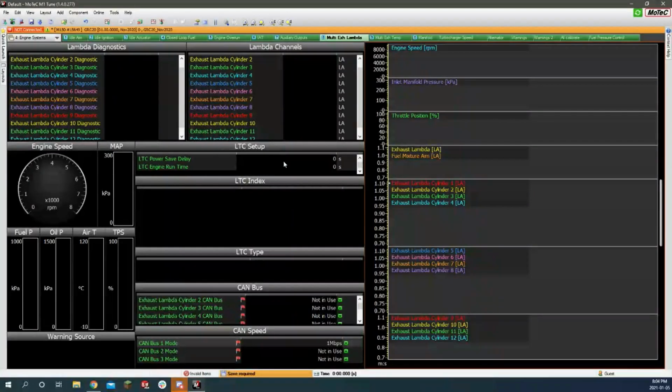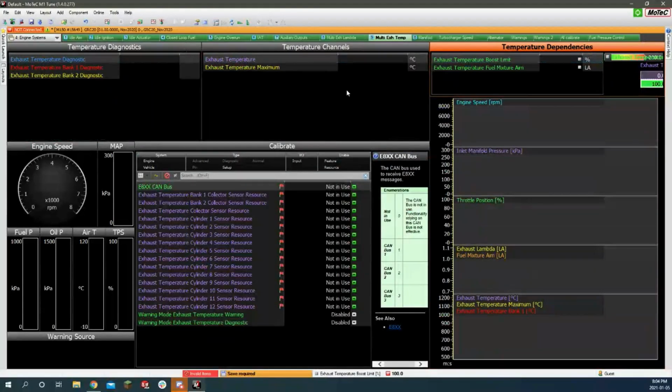Multi-exhaust lambda. This is again more of a diagnostic thing. It has CAN stuff, like if you have your lambda, so your air fuel ratio, measured by your oxygen sensors on different CAN buses. And the CAN speed, again, like we saw, it goes up to 1 megabit per second. And more of these real-time graphs, you can monitor it.